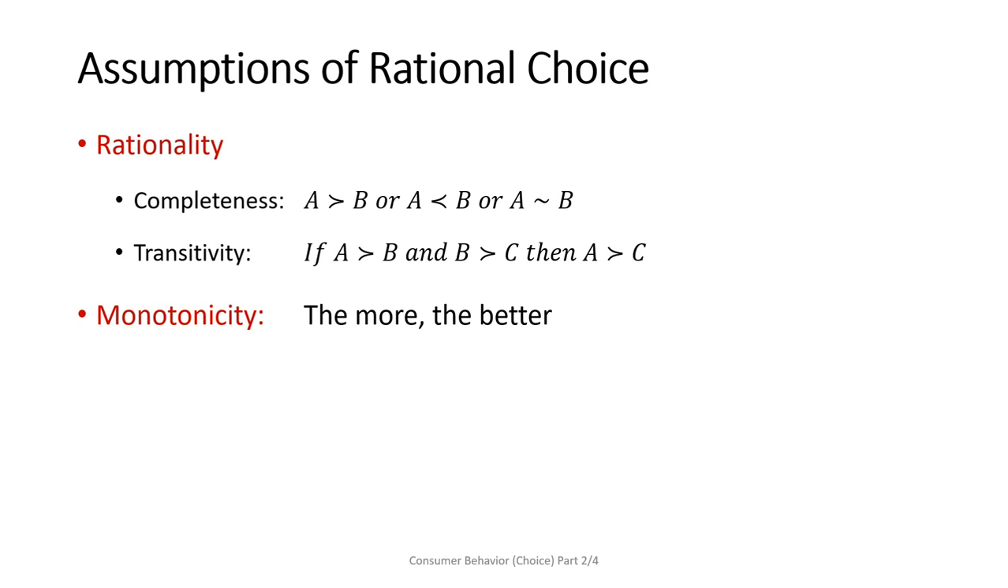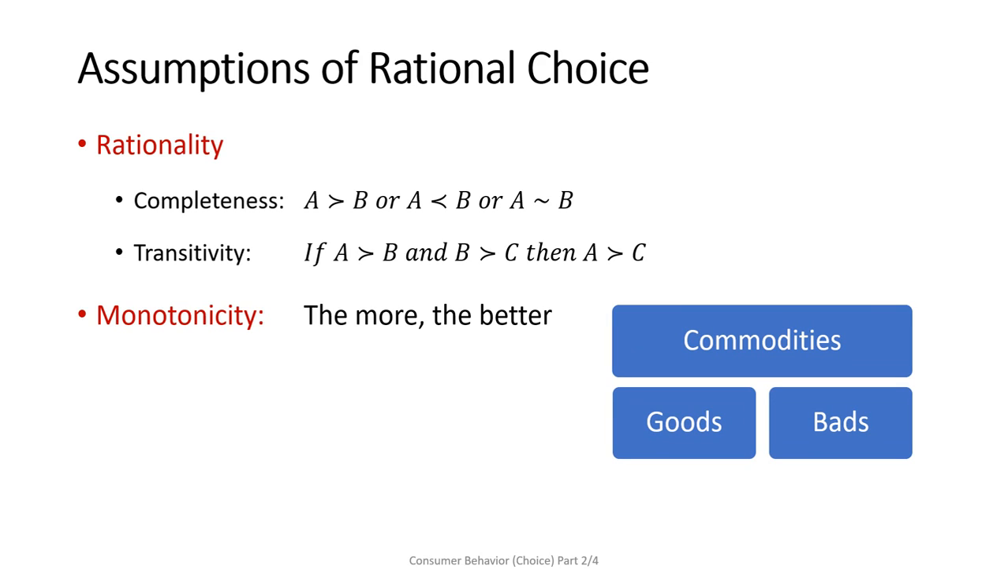Students, we can divide all the commodities into two broad groups, goods and bads. Goods are those commodities for which higher quantities are preferred. For example, if you like consuming ice cream, then having 2 scoops of ice cream will be preferred over having 1 scoop of it.